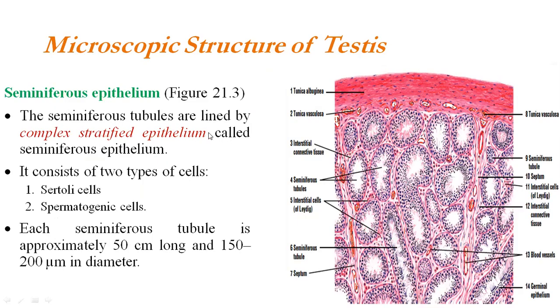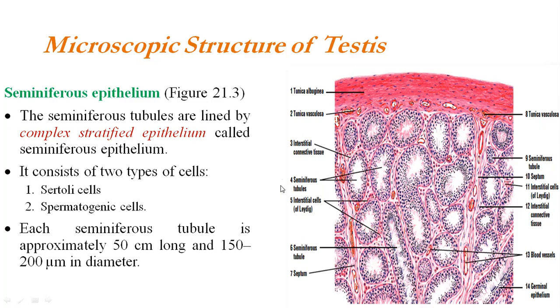Seminiferous tubules are lined by a complex stratified epithelium called the seminiferous epithelium. It has two types of cells. One is the Sertoli cells, which are supporting our mother cells, our nourishing cells, and we have a series of developing spermatogenic cells. Each seminiferous tubule, this is one, all round cut sections you are seeing histologically. These are all seminiferous tubules. This is one lengthy seminiferous tubule, you can see.